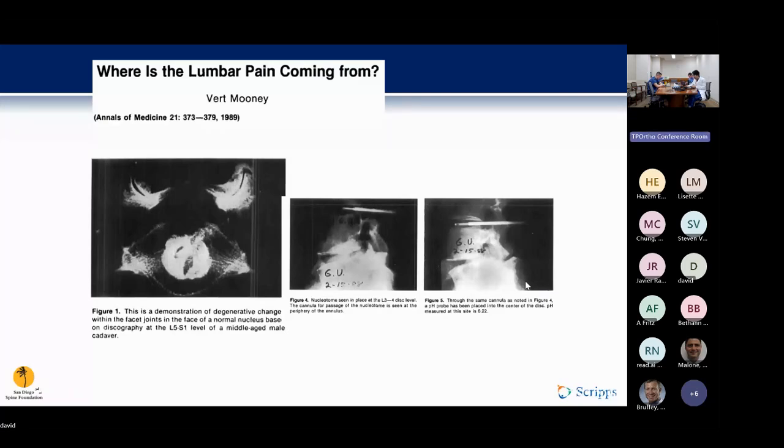The difficulty in pinpointing where the lumbar spine pain comes from is that you can't just inject one joint and see, because there are so many different pain generators. So here's the old school approach through discography, where they're trying to identify the facet joints and then the intervertebral disc space. And then they would try to probe or ablate these areas to see if there's pain.